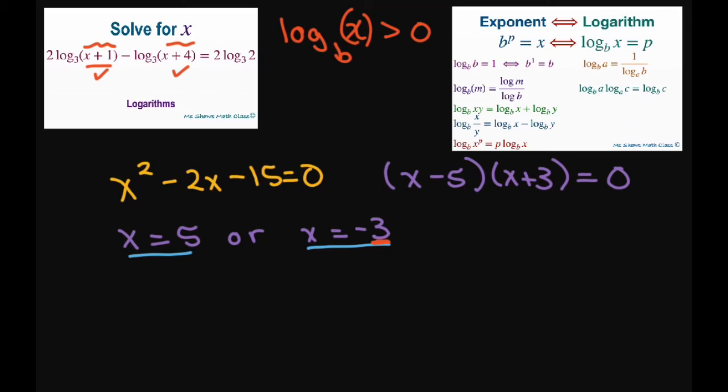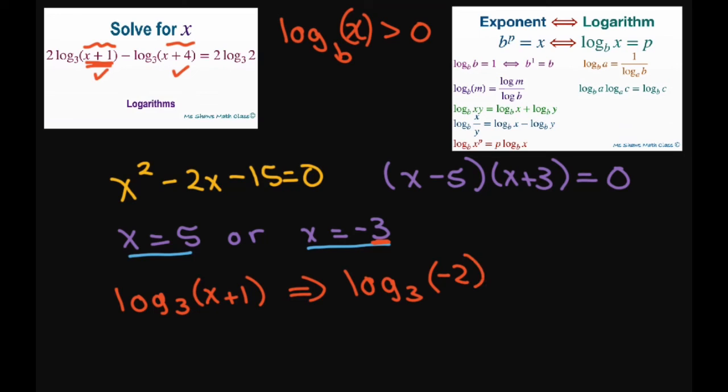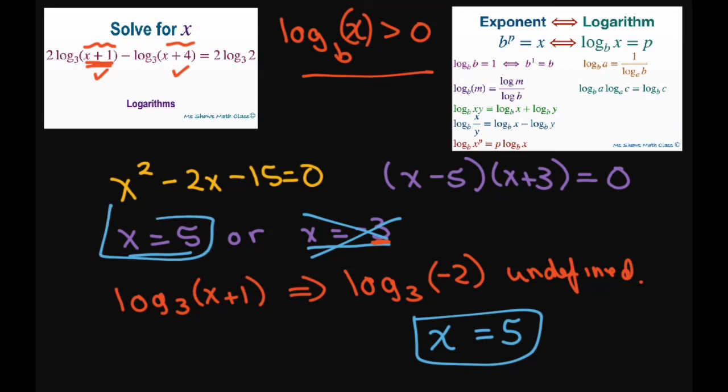If I check in negative 3, and let's look at this one, we're going to get this log base 3 of x plus 1. If you substitute in negative 3, you're going to get log base 3 of negative 2, which is undefined, because that's not what works here. So basically, we have to disregard this solution, and our final solution is going to be x equals 5. We're just taking this one right here.